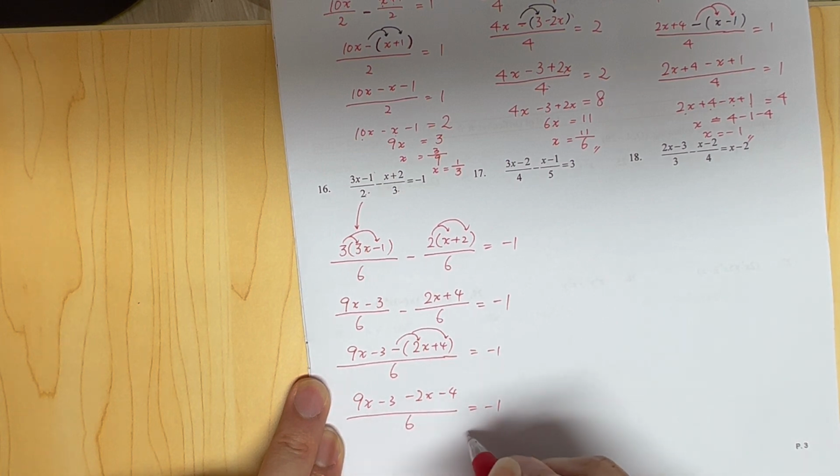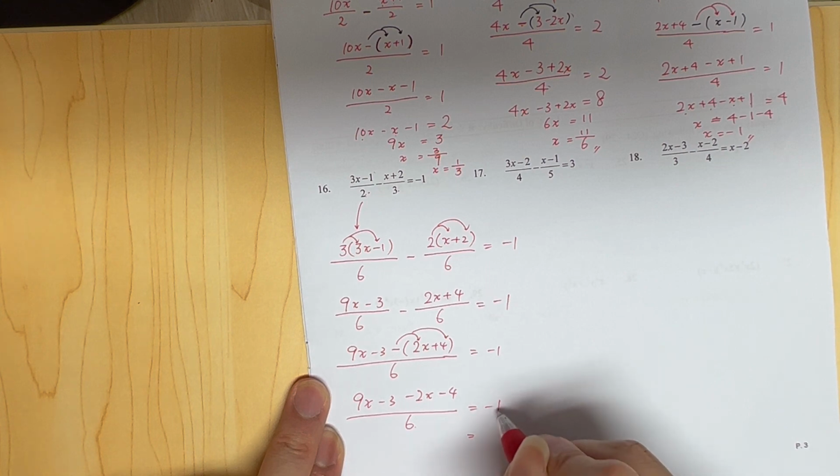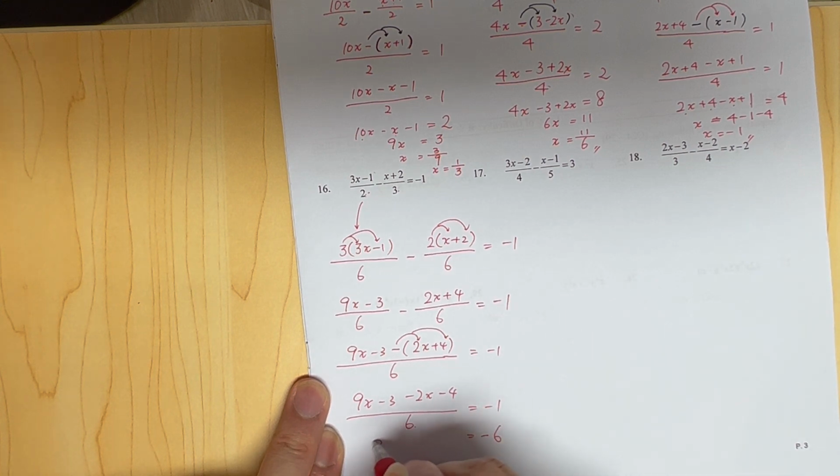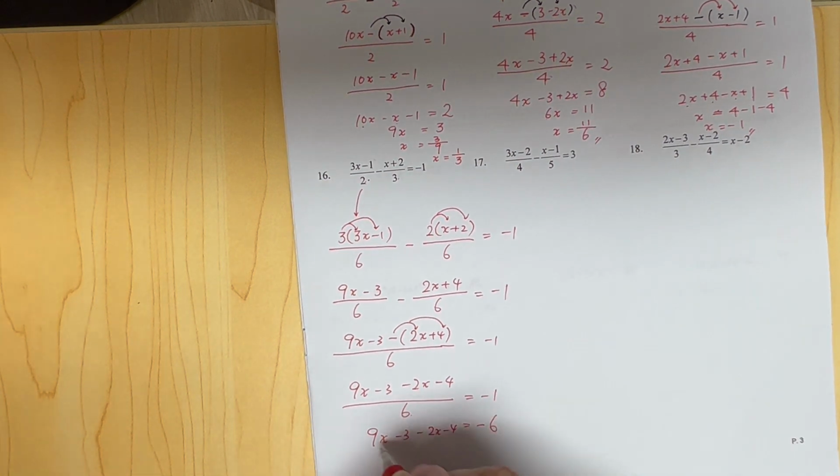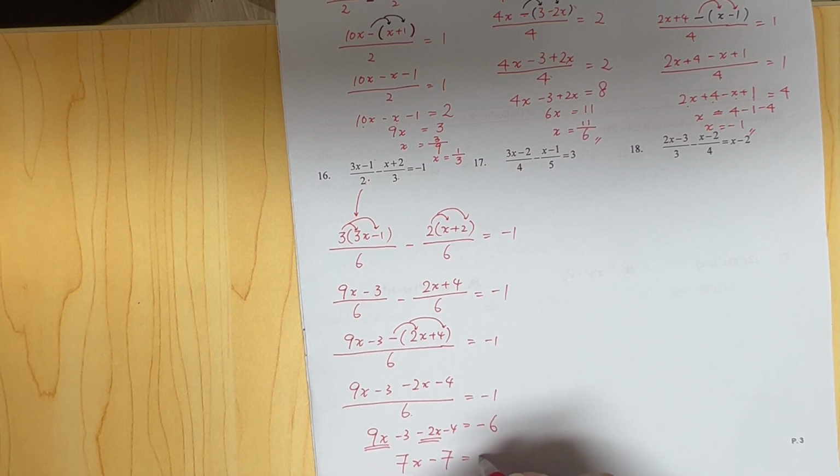So if we move the 6 to the right, that will be 6 multiply minus 1, which will be minus 6. And we copy the numerator because only the numerator is left. We moved the denominator to the right already. So combine it, we have 7x minus 3 minus 4, we have minus 7. And then we can move the minus 7 to the right.